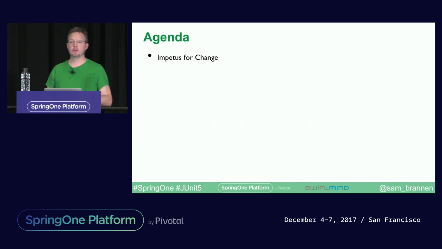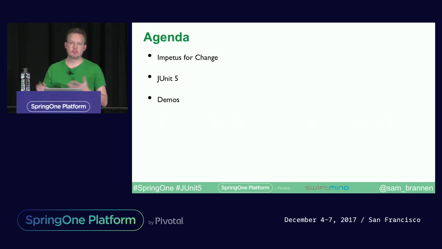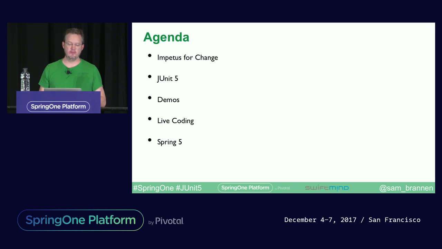So the agenda: first up, we're going to talk about the impetus for change, why we have a new version. Then we'll talk about JUnit 5 in detail. I'll do some demos and some live coding. And then I'll have a little bit of time at the end to talk about some of the support in Spring 5 for JUnit 5. And then if we have time, Q&A, and otherwise, just find me afterwards.